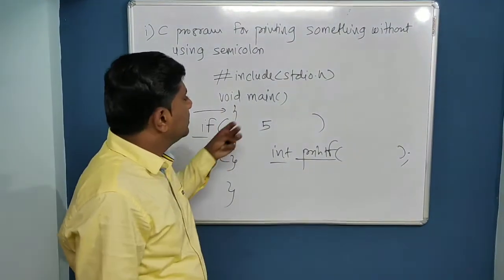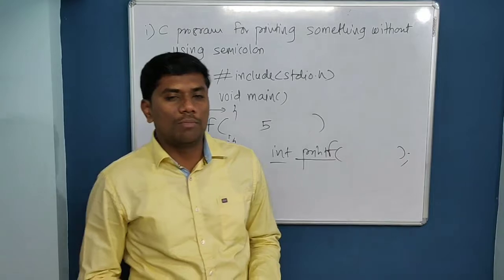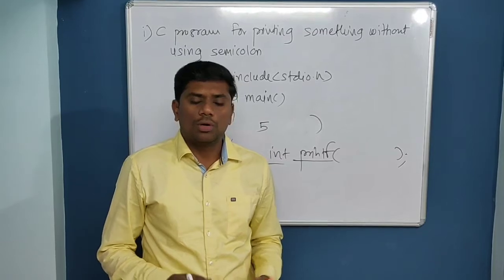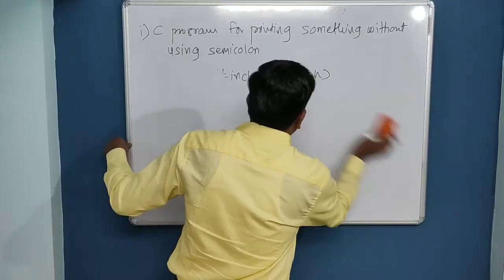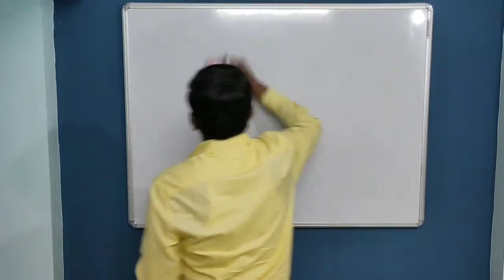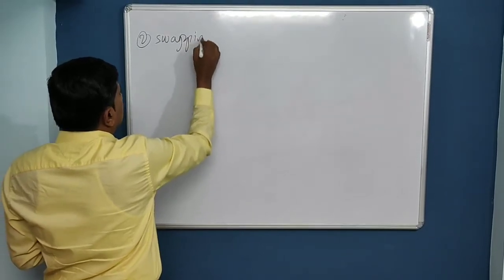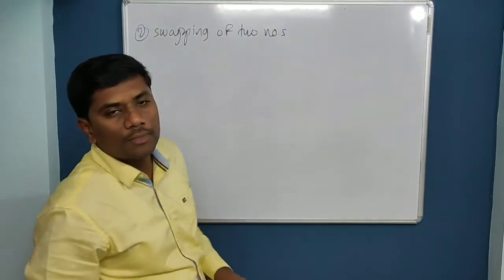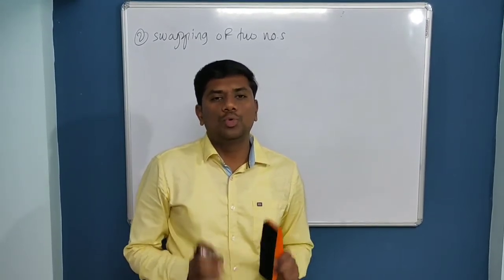Okay, now we'll see the second interview question that may be asked during campus interviews, that is swapping of two numbers. The interviewer may ask you to write a C code to swap two numbers. Getting? So we'll see what the solution for that problem is. Getting? So the second problem is swapping of two numbers.